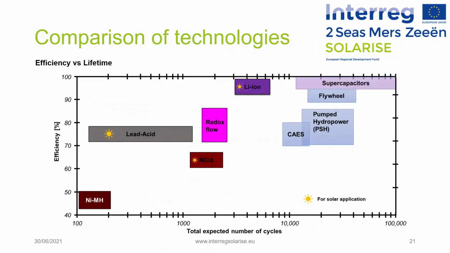Here we are looking at the efficiency versus the lifetime of different storage technologies. The ideal storage system would have the highest efficiency with the longest lifetime or number of cycles. On the graph, only supercapacitors and flywheels have these two properties, but once again they are limited in terms of stored energy capacity. Nevertheless, lithium-ion batteries have the best efficiency and lifespan compared to other battery technologies.